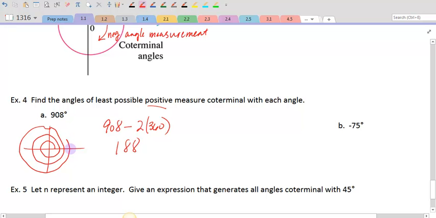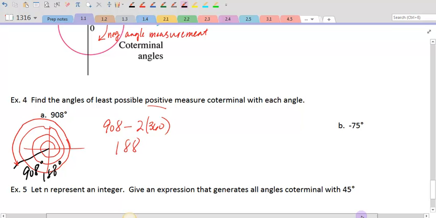So in other words, my circle, my angle measurement, continued all the way around to somewhere down here, past 180. And that's how far I traveled. In other words, I went around 2 times plus 188 degrees more to end over here. This value is not only 908 degrees, but it's also 188 degrees. So 908 and 188 are coterminal angles of each other. And that was the least positive measure.